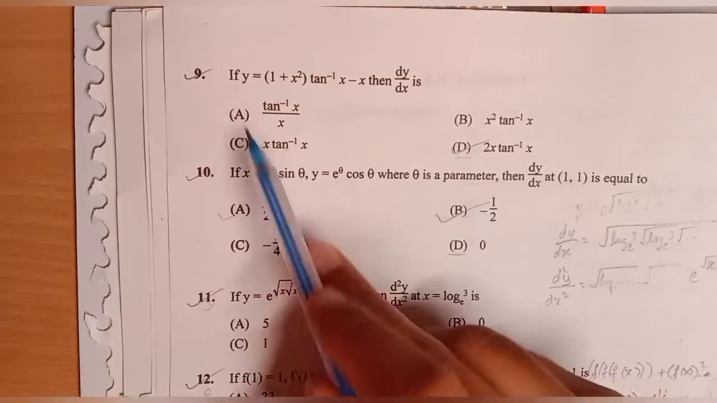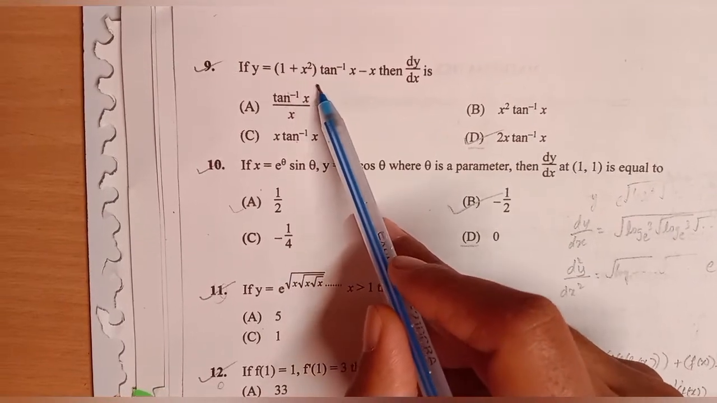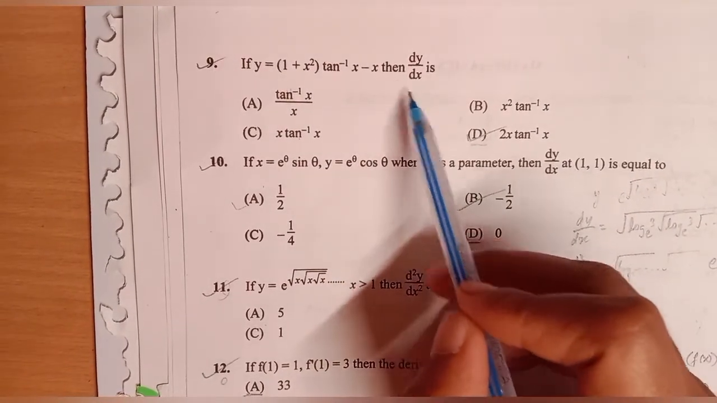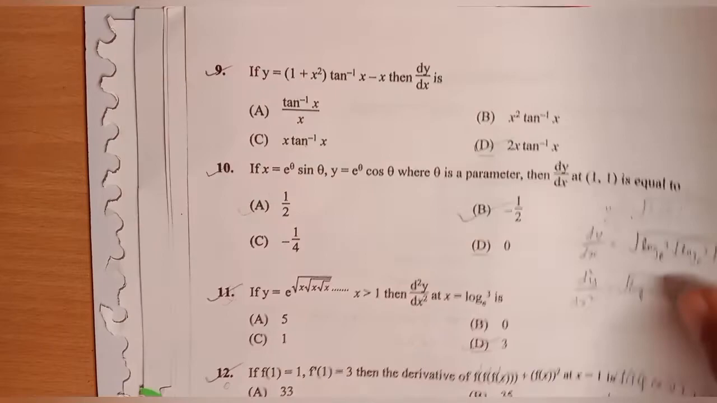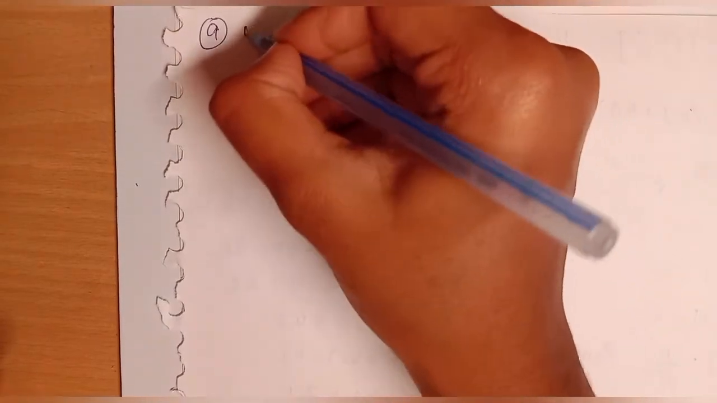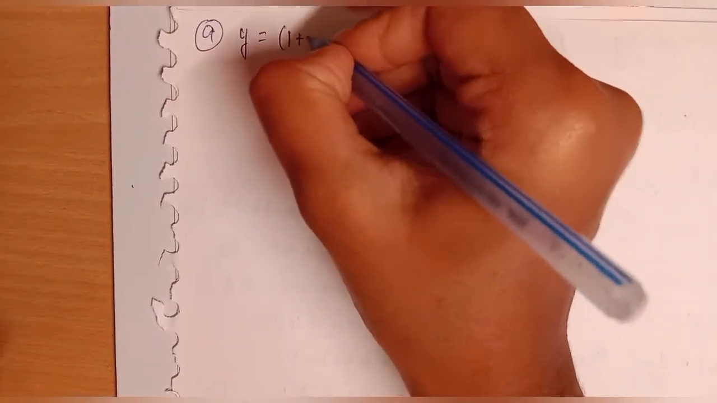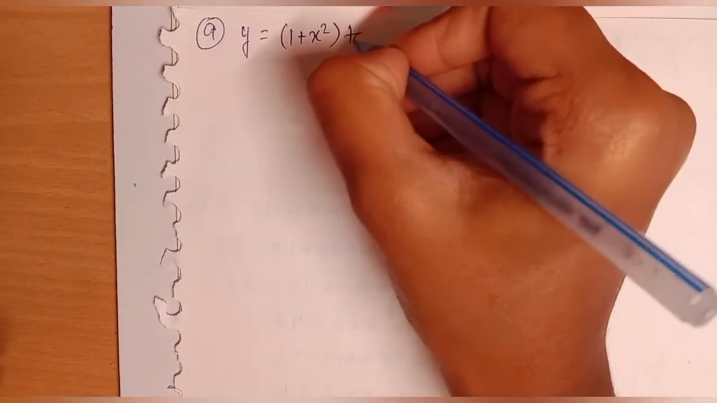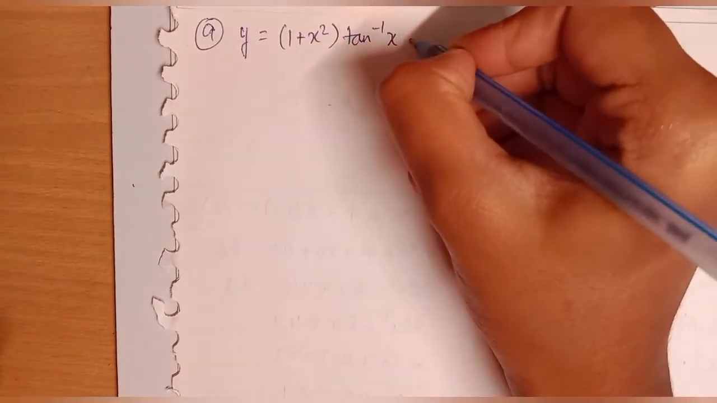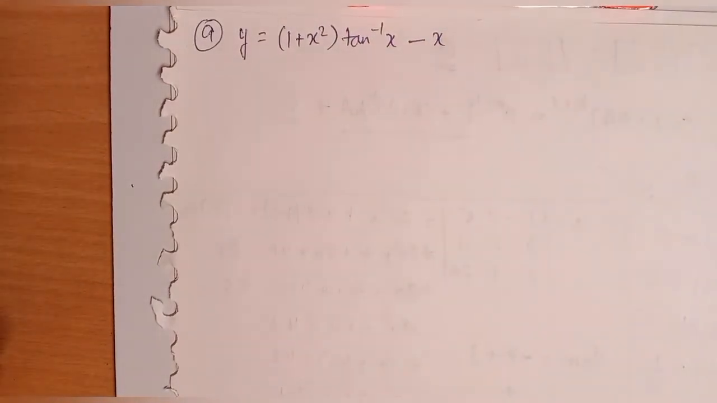The ninth question. If y is equal to 1 plus x square tan inverse x minus x, then dy by dx is. This is differentiation. So ninth one. If y is given 1 plus x square into tan inverse x minus x. You can cross check, this is the question.